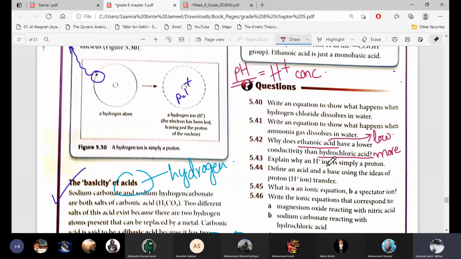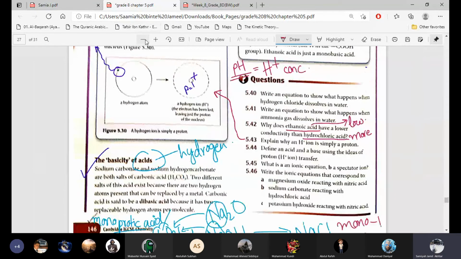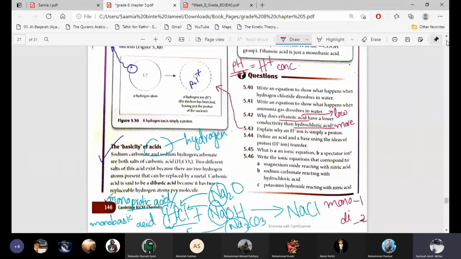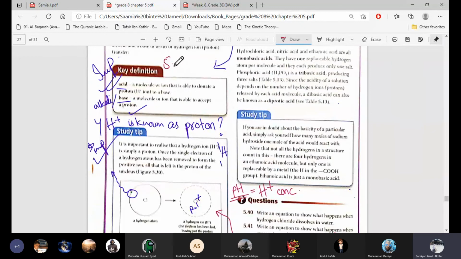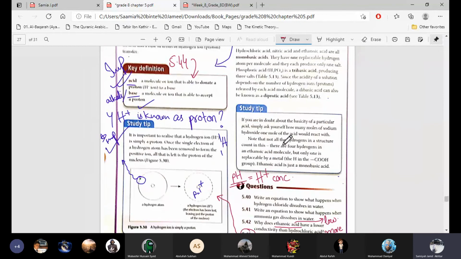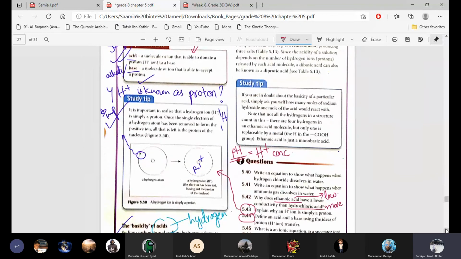Explain why a hydrogen ion is simply a proton. And this is the explanation. The study tip is the explanation of this question. 5.43, explain why a hydrogen ion is simply a proton. And the next question, define an acid and base using the ideas of proton transfer. This key definition is the answer of 5.44. These are the two definitions of acid and base which they're asking, using the ideas of proton transfer.